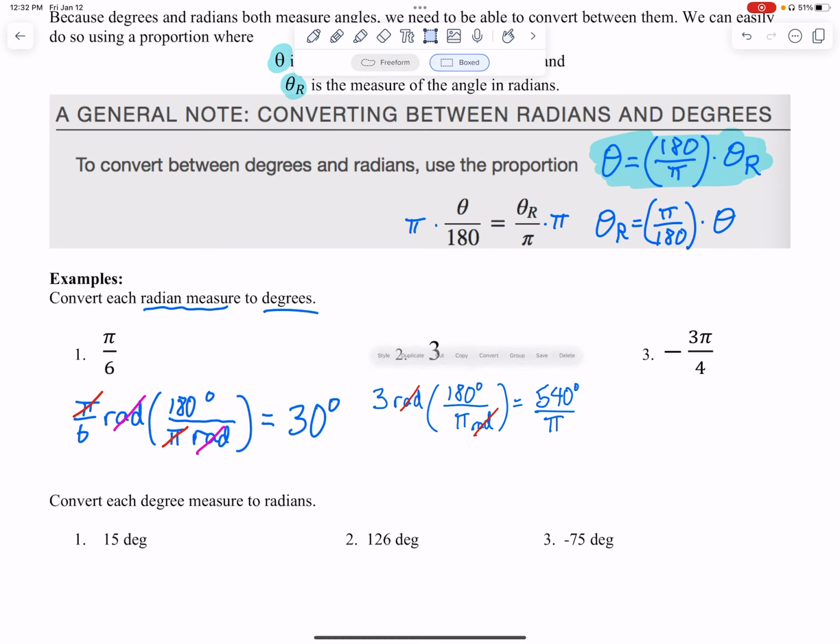Right? It's okay to have that 540 over pi. We could multiply it out, divide it out. That would be based on our homework on what they're wanting. For a test, I'll be clear. I'll tell you if I want it exact or a decimal.